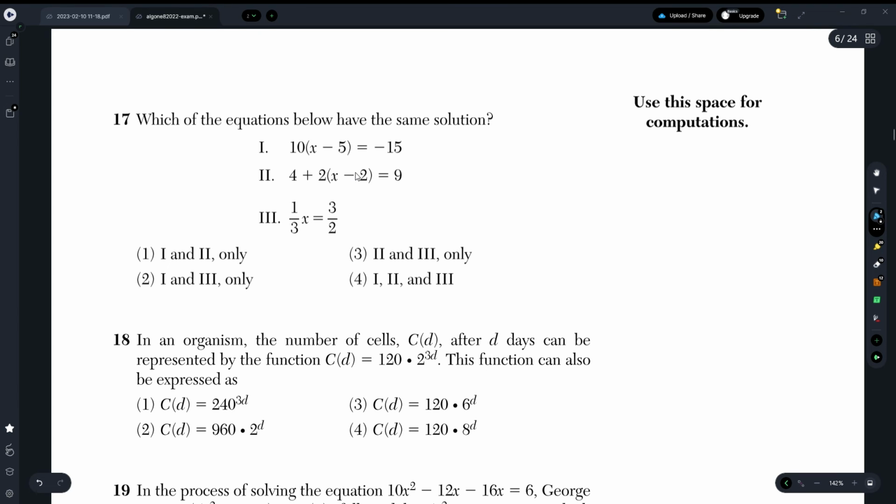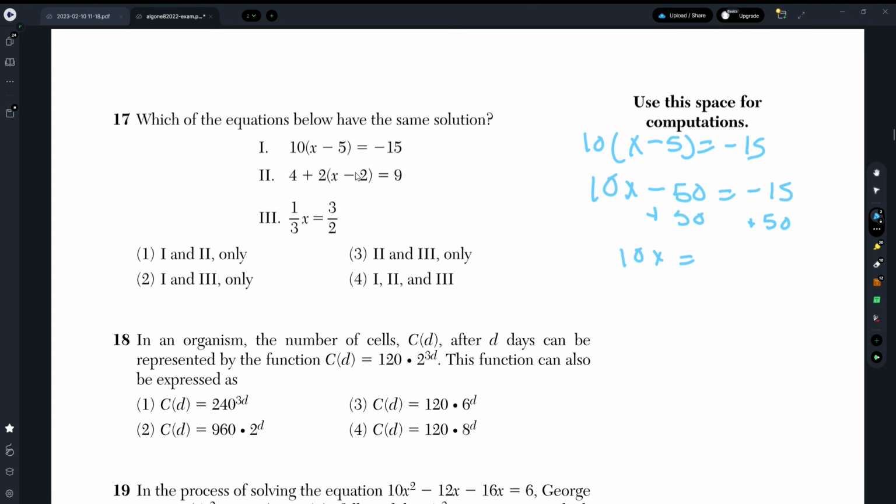Moving on to 17, which of the equations have the same solution? Solution just means that we're solving for x, so I'll solve all of them right now. We have 10 times x minus 5 is equal to negative 15. So we have 10x minus 50 is equal to negative 15. We add 50 on both sides, so 10x is equal to negative 15 plus 50, which is 35. So x is equal to 3.5.